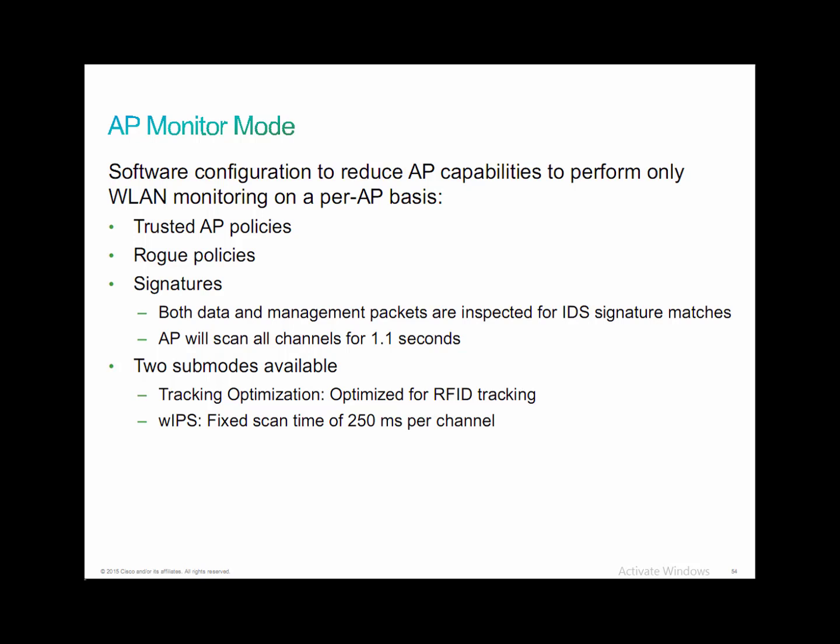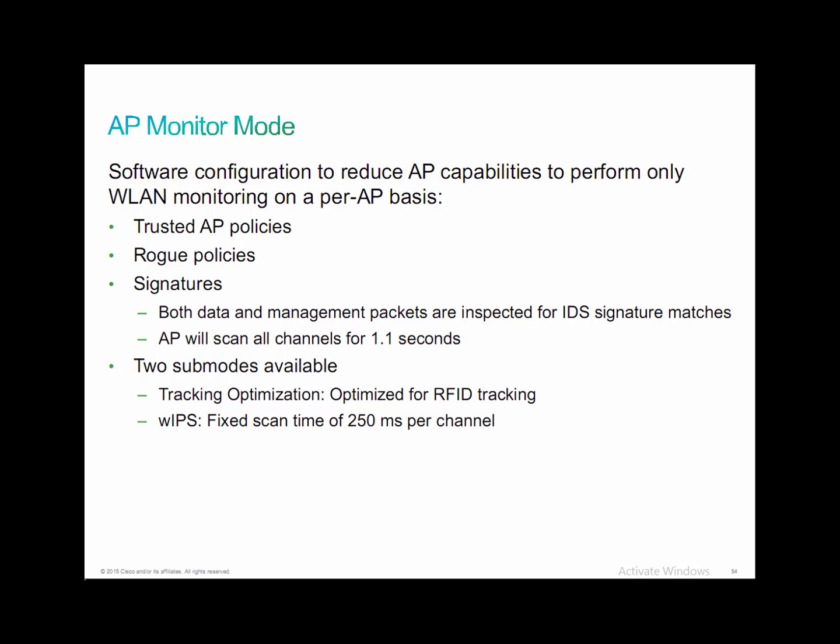Like I said, when you're in monitor mode, the AP does not serve clients. It continuously cycles through all of the configured channels, and it listens on each channel for about one second or so. It's a little bit more than 1 second. Monitor mode APs can also be configured with 2 sub-modes of operation as well. One sub-mode is called tracking optimization monitor mode. That's going to optimize the monitoring for triangulation of RFIDs and location identification. And the other is just monitor mode.